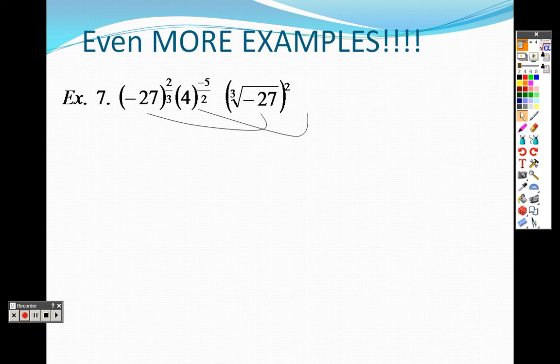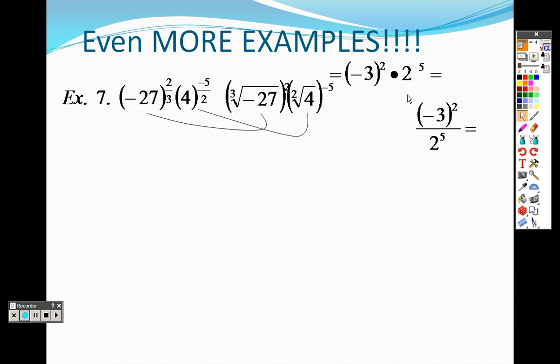This, if we wanted to, we could rewrite as the square root of 4 to the negative 5. Remember, whatever's in the bottom happens to be a root. That's why it's a square root. And the reason I chose the square root here on the inside is the square root of 4. Everyone knows what that is. The square root of 4 is 2. So when we're doing this problem, I really have negative 3 squared, because I just told you the cube root of negative 27 is negative 3, and the square root of 4 is 2. So we end up with negative 3 squared over 2 to the 5th. Negative 3 squared is 9, and 2 to the 5th is 32.